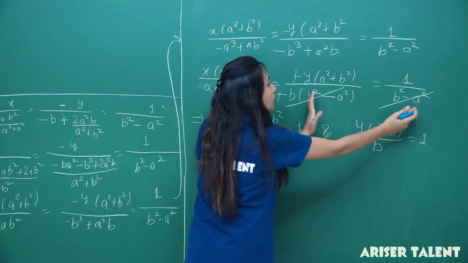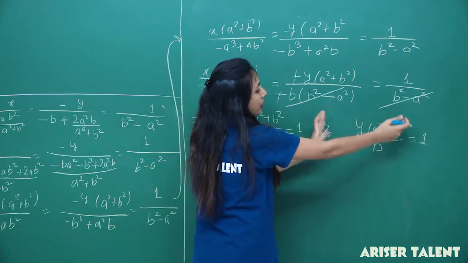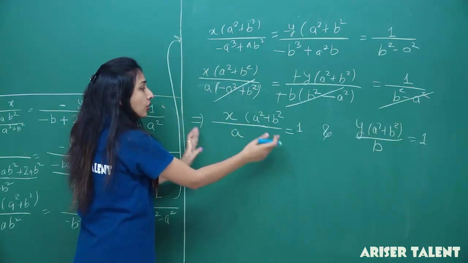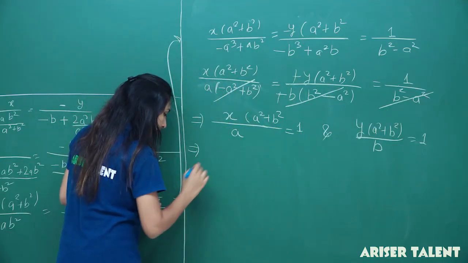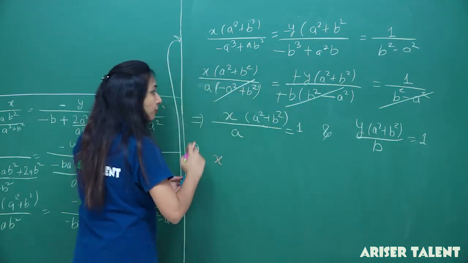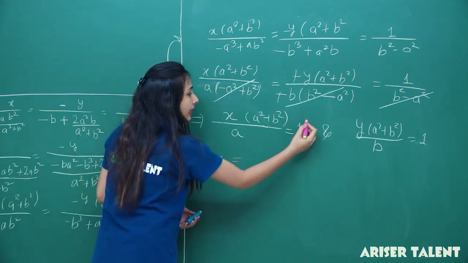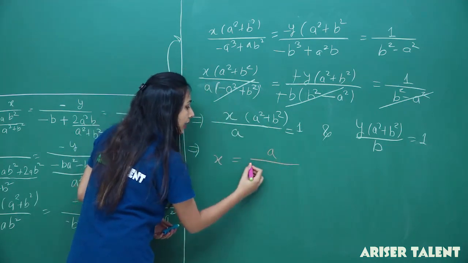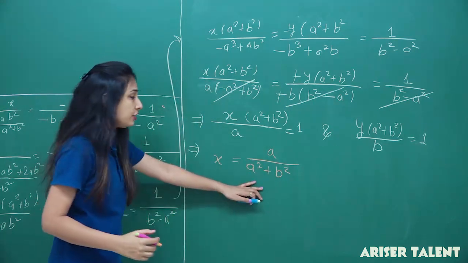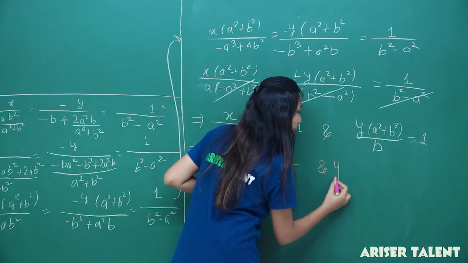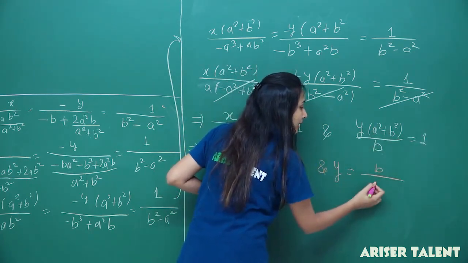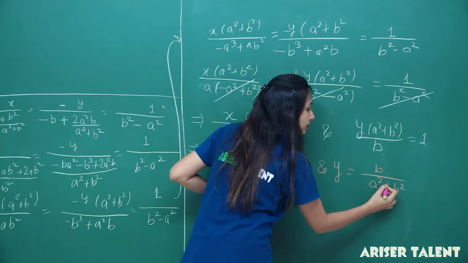If I am taking these two proportions, I will be getting this, and if I am taking these two proportions, I will be getting this. So from here, is it clear to see that we could have the value of x equals a, which will transpose here as a square plus b square, and y equals b, which will transpose here, so that will come here, so a square plus b square.